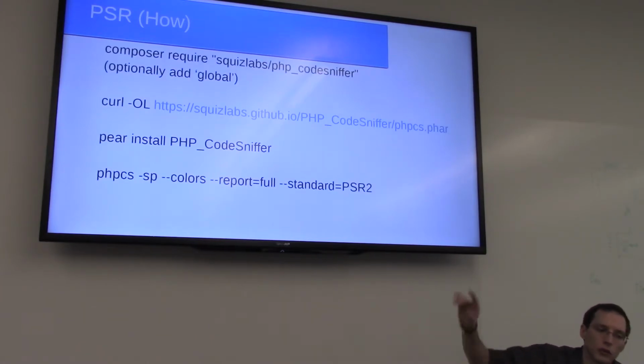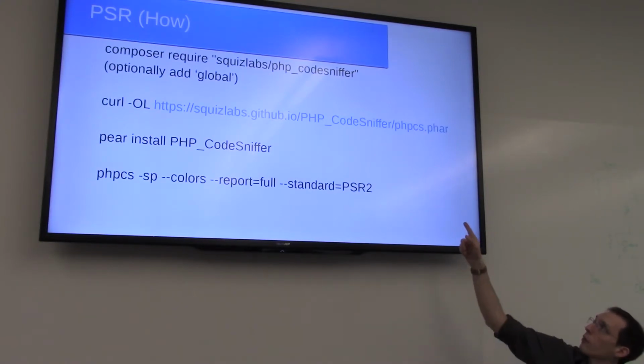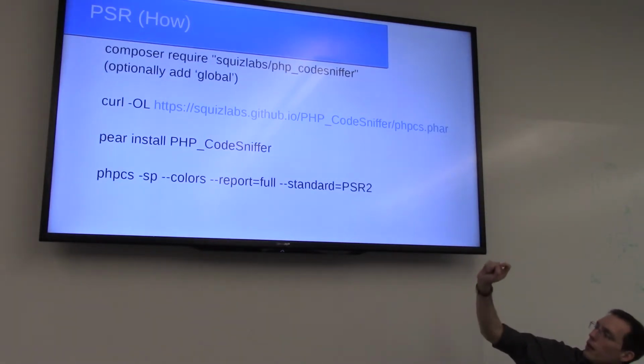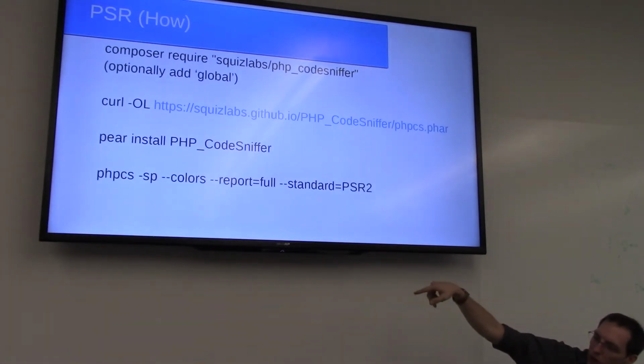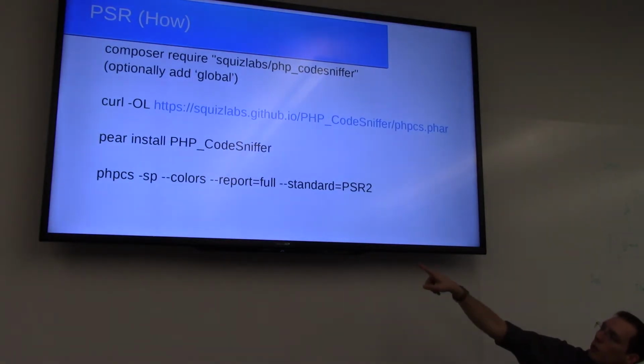And the how to do it, you can use Composer. Optionally, you can have it global. You just include Squiz Labs PHP Code Sniffer, or you can grab the PHAR file, or if you're one of those that still uses PEAR, you can do it. But once you get them, with PHPCS, you just add -sp. The p is for show progress, and the s was don't stop on errors, keep going. Then you can add colors, so it'll give you nice yellow colors for warnings, red for errors, give you a full report on every file sniffed, and then the standard is PSR2.